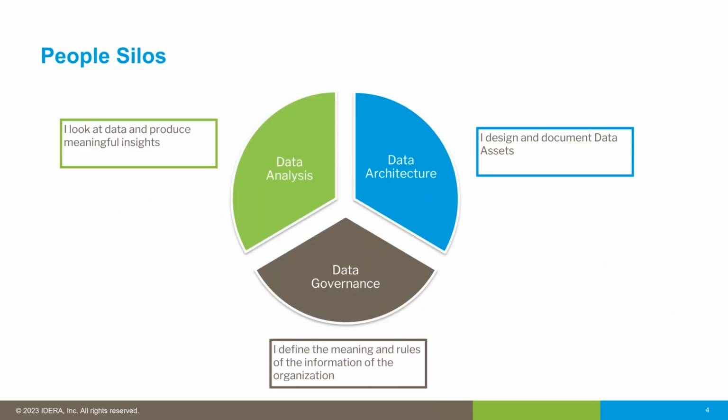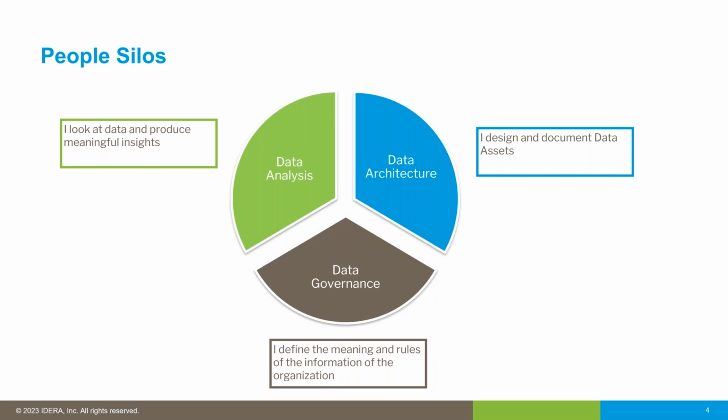So let's take a look at some of the silos that people go through. If you look at some of the scenarios today, we're looking at data analysts, data architecture, and data governance. All of this combines different needs and wants. The data analyst would like to look at data and produce meaningful results. The data architecture team would like to design and document data assets. And finally, we have the data governance team who would like to define the meaning and rules of the information of the organization. So this becomes a really important area where people are going through all of these different areas.